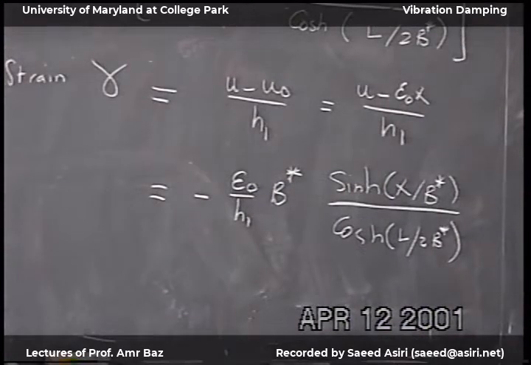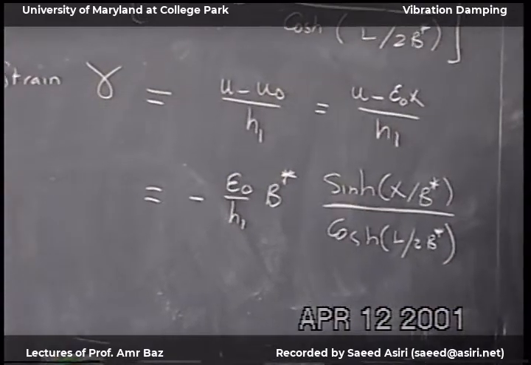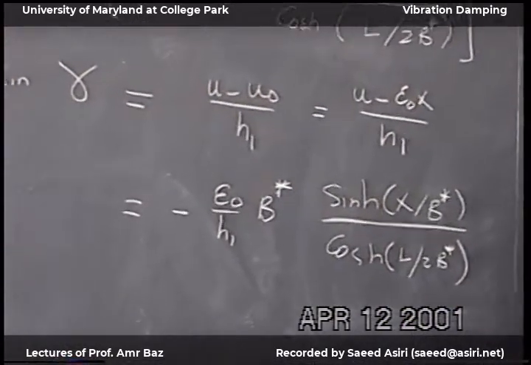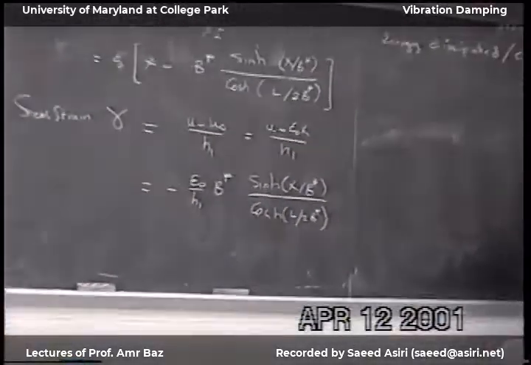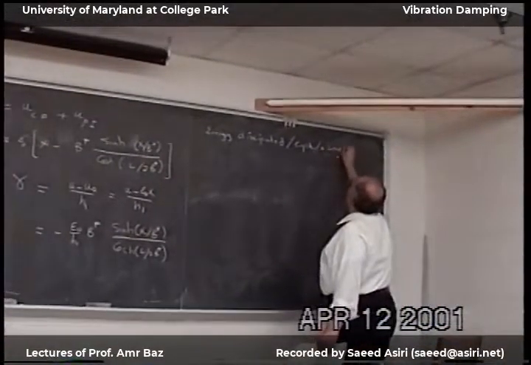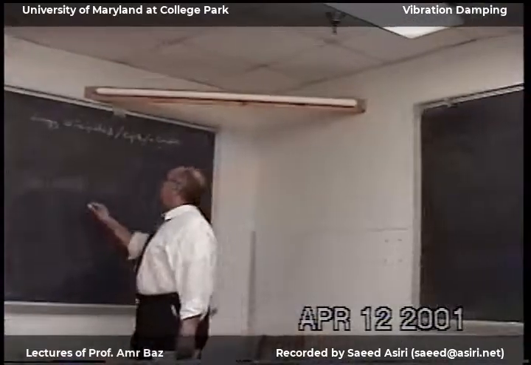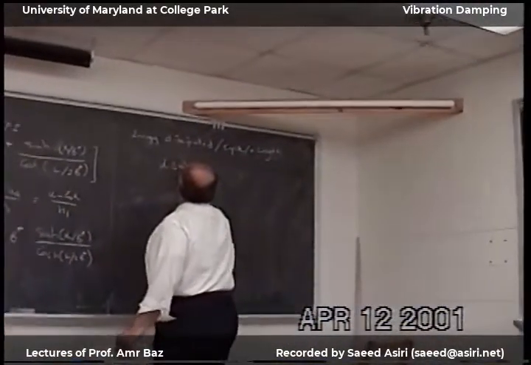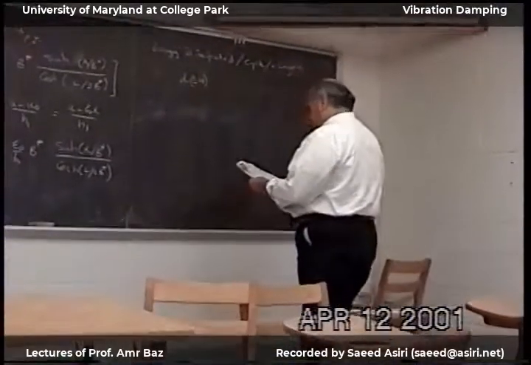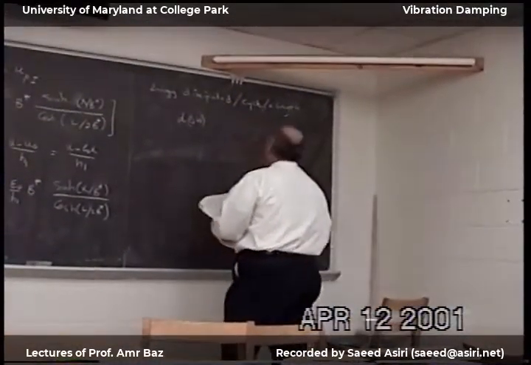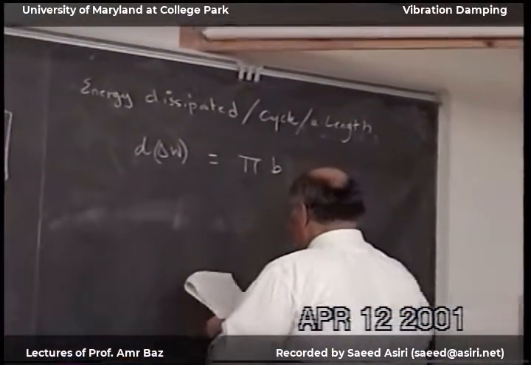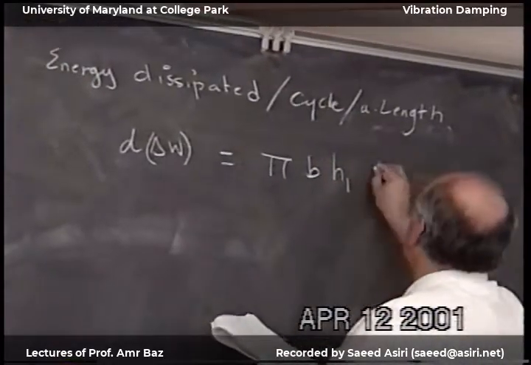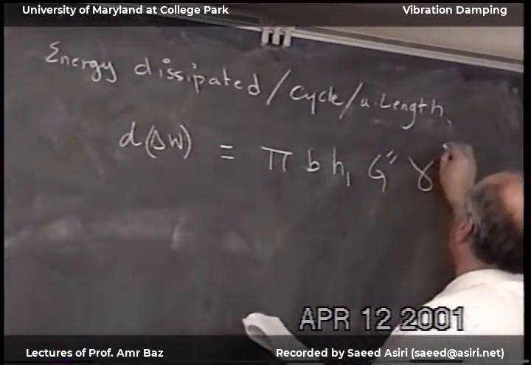Then we took this expression, we said now we want to get the energy dissipated per cycle per unit length, per unit width, or we will do it like this. This was B H1 G double prime and gamma squared.